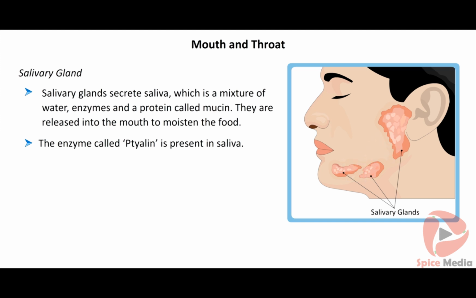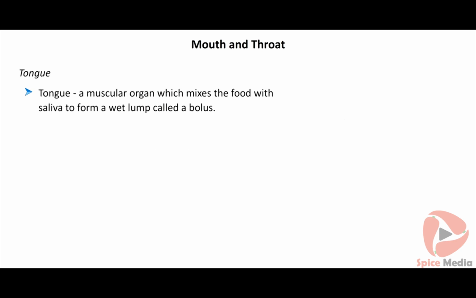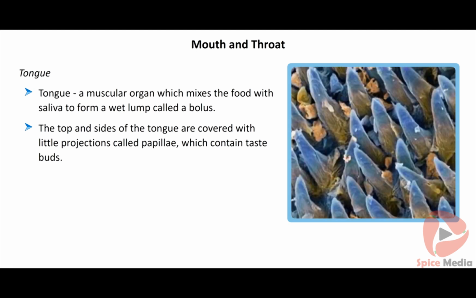The salivary glands secrete saliva, which is a mixture of water, enzymes and a protein called mucin. They are released into the mouth to moisten the food. The enzyme called ptyalin is present in saliva. Enzymes present in the saliva interact with food particles and start the process of chemical digestion.